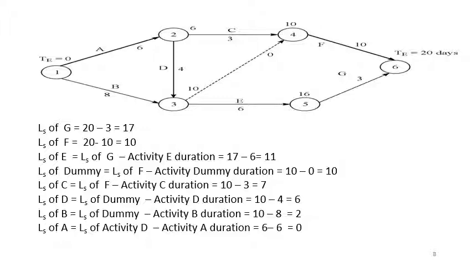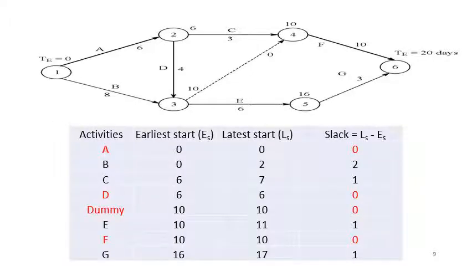If I tabulate the same findings of ES and LS now in the form of a table, we will get this. You can see here the activities are given, earliest start times are given, the latest start times are also given here, and the slack for each activity is given. So for whichever activity slack is 0, those will be your critical activities. So here A, D, dummy, F now become the critical activities with a slack of 0.